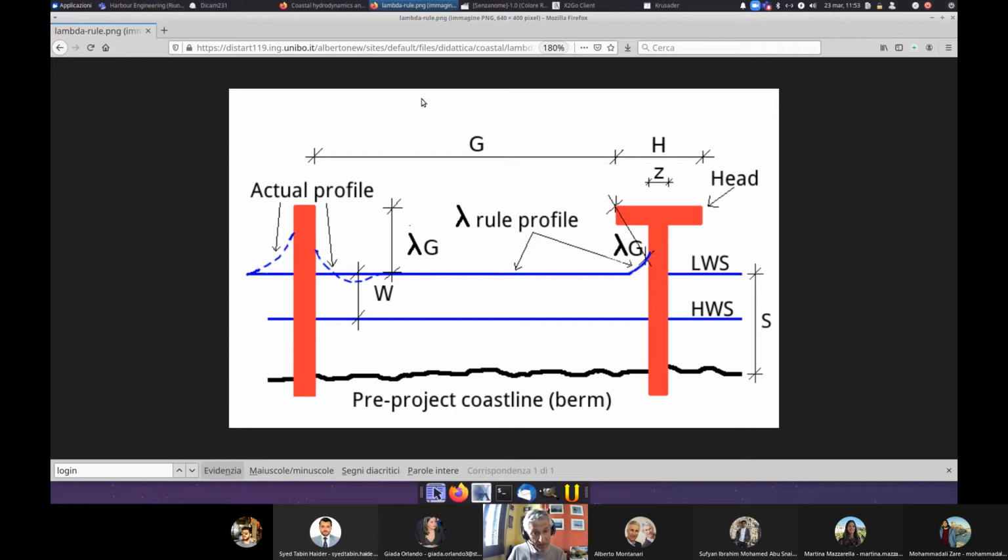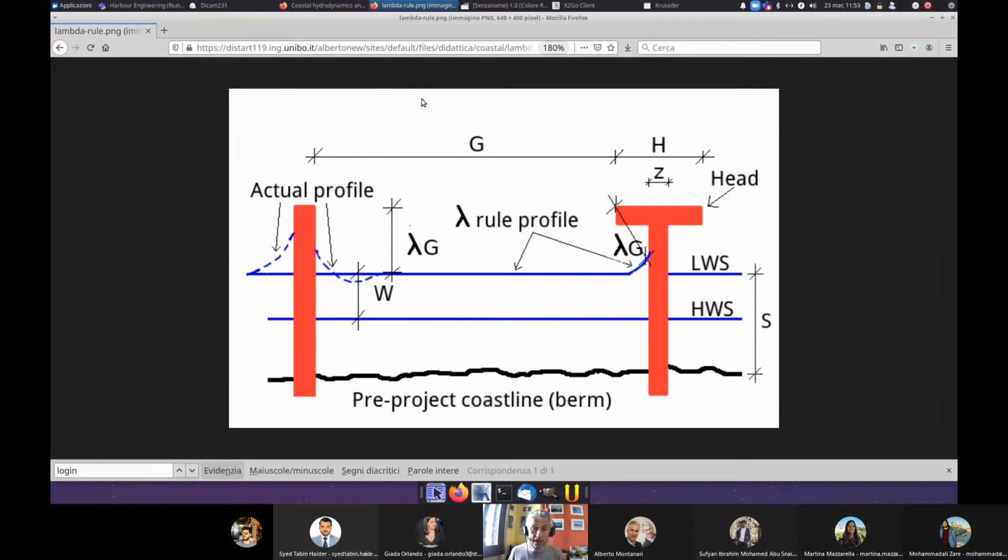Now, the new low water shoreline is placed at a distance. What you are expecting is that your sand moves seaward to reach a distance of lambda G with respect to the head of the groin, where lambda is taken equal to 1/3. Okay? So basically, this gives you a real rule of thumb to measure the position of the new coastline.